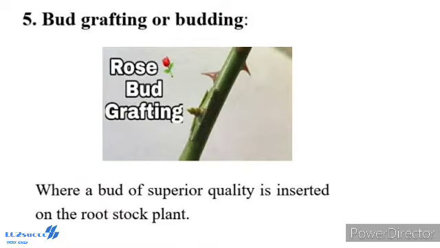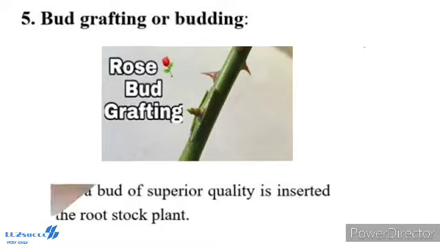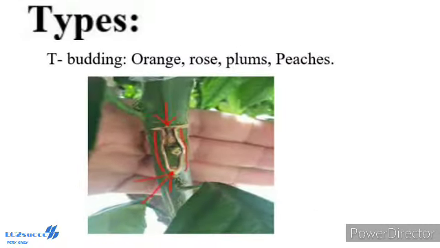Bud grafting is a grafting where a bud of superior quality is inserted on the rootstock plant. It is also known as budding. The selection of bud in bud grafting is very important. A dormant bud which is ready to grow must be selected. Buds are removed with or without wood from the scion shoot. Example, citrus and mango. There are different types of methods of budding.